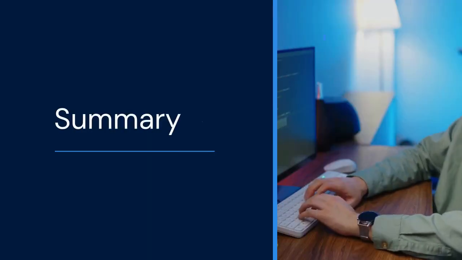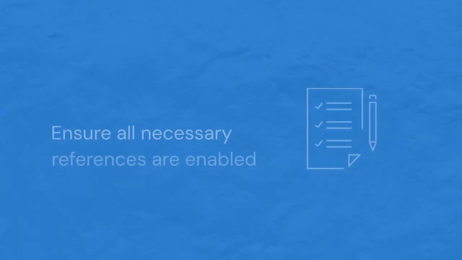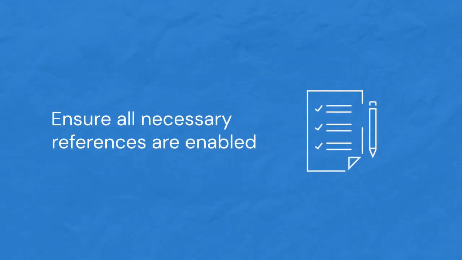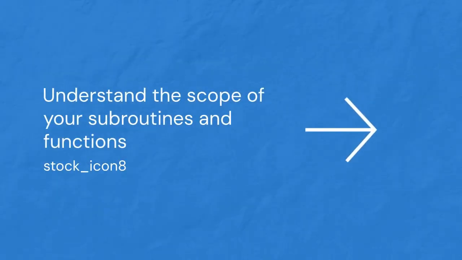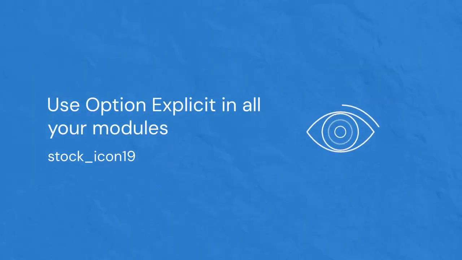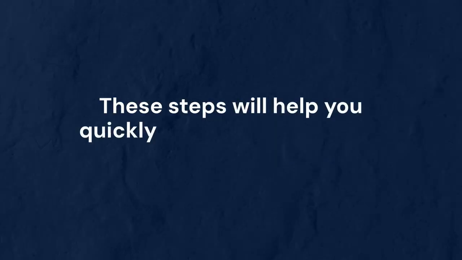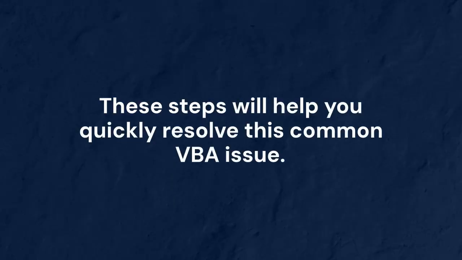So, in summary, always check for typos, ensure you have all necessary references enabled, understand the scope of your subroutines and functions, and make sure to use Option Explicit in all your modules. These steps will help you quickly resolve this common VBA issue.